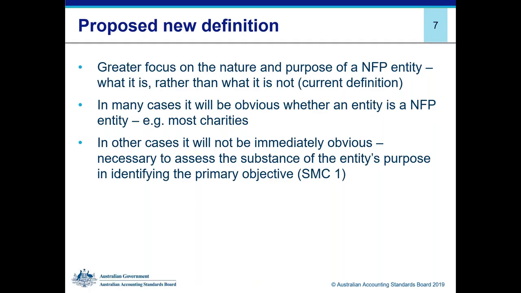And it's important that the substance of the entity's purpose is identified in trying to assess the primary objective of the entity. Is it to provide goods or services for community or social benefit? Is it to provide a financial return for the members of the entity? And that could apply whether we're talking about a company or a mutual entity, for example. What's the basic or primary objective of the entity?